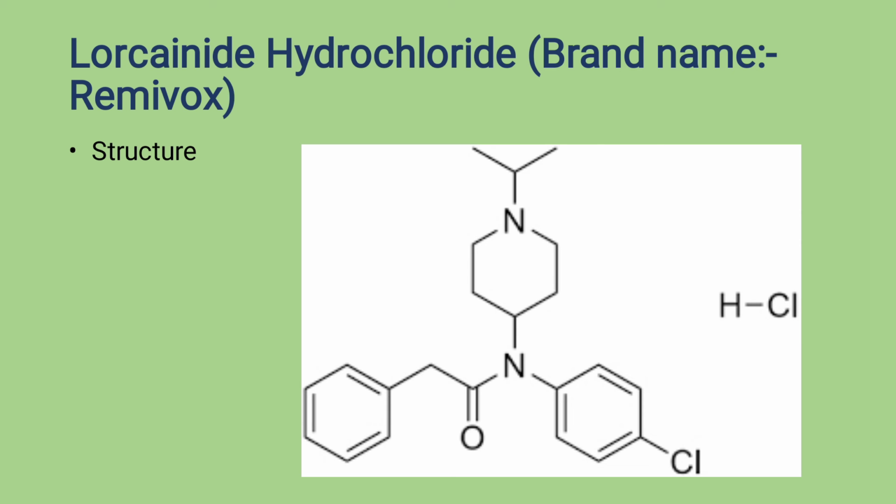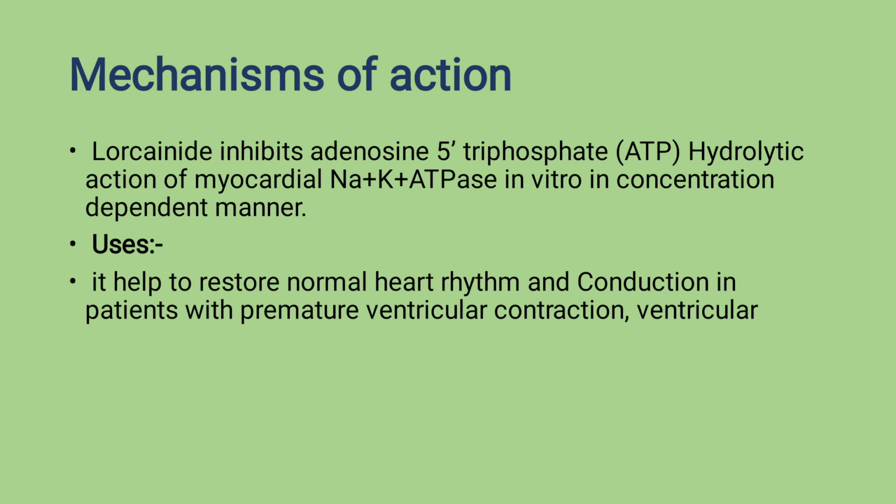Next drug is lorcainide hydrochloride, brand name Remivox. Mechanism: lorcainide inhibits the adenosine 5-triphosphate hydrolytic action of myocardial Na+/K+ ATPase in vitro in a concentration-dependent manner. Uses: it helps to restore normal heart rhythm and conduction in patients with premature ventricular contraction.